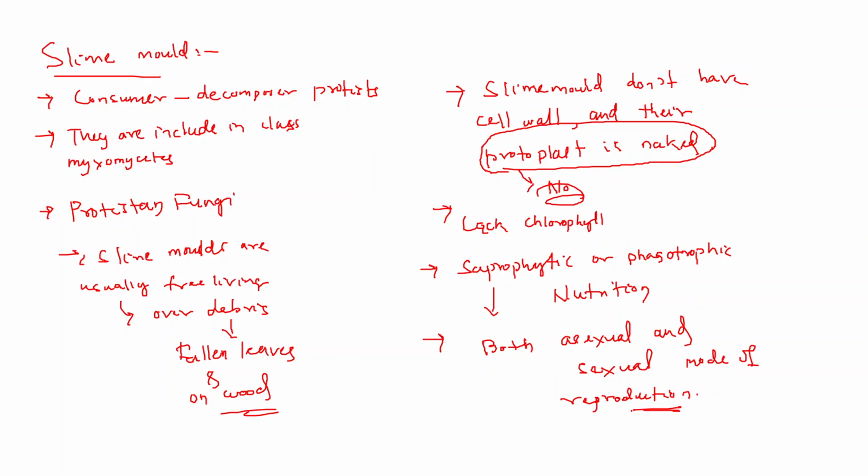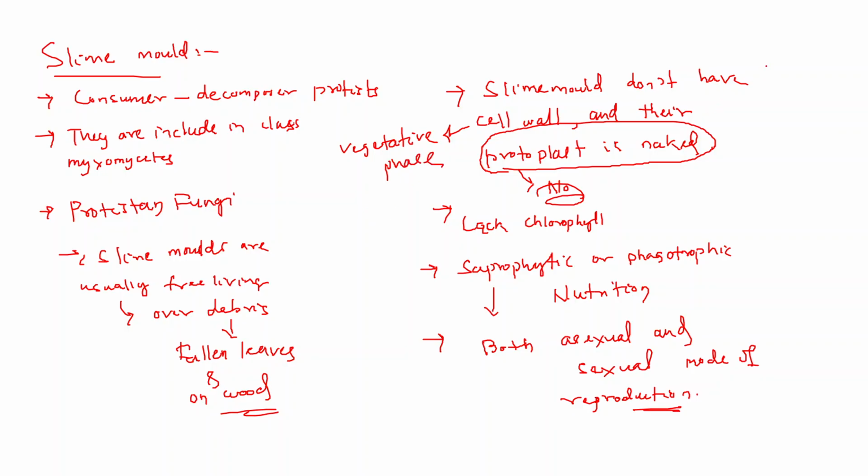Asexual and sexual modes of reproduction. During the life cycle, they have an amoeboid, non-cellulosic stage, but the spores have a cellulosic cell wall. So their vegetative phase resembles animals, while the reproductive phase resembles plants. As I said, slime molds don't have a cell wall in the vegetative phase.